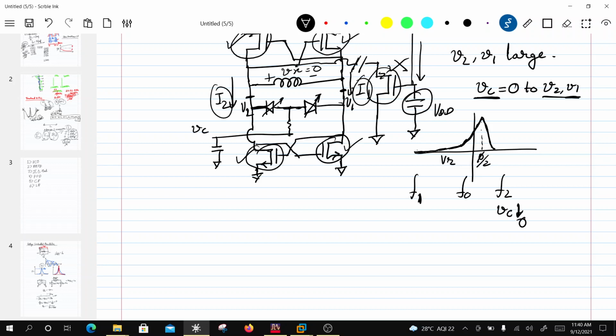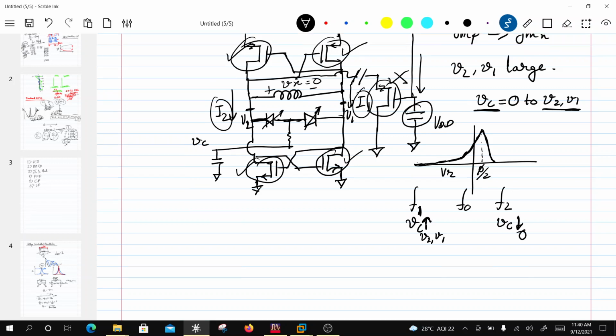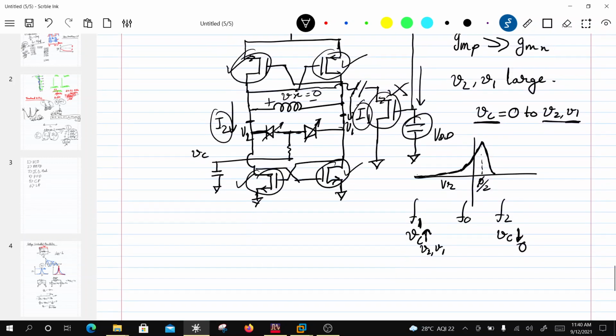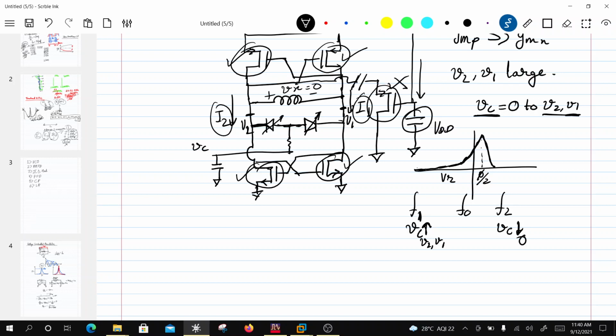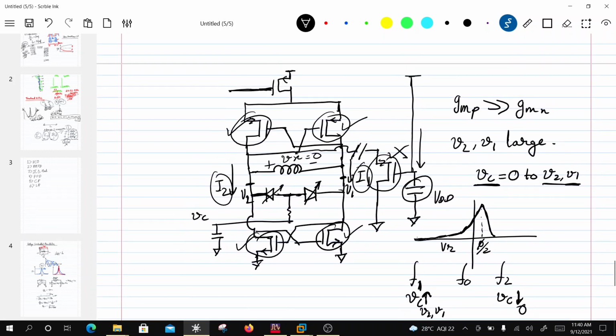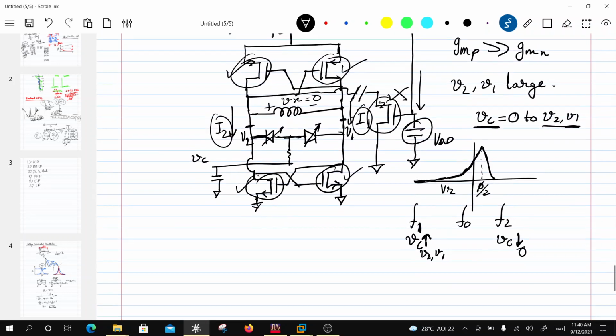So this is 0, this is VC, which is going to be V2 or V1, whatever you want to take. Okay, so what does that mean? It means that the VCO gain here is negative, right, KVCO. Okay, so now there are two more things. So let's jot this down or summarize this.